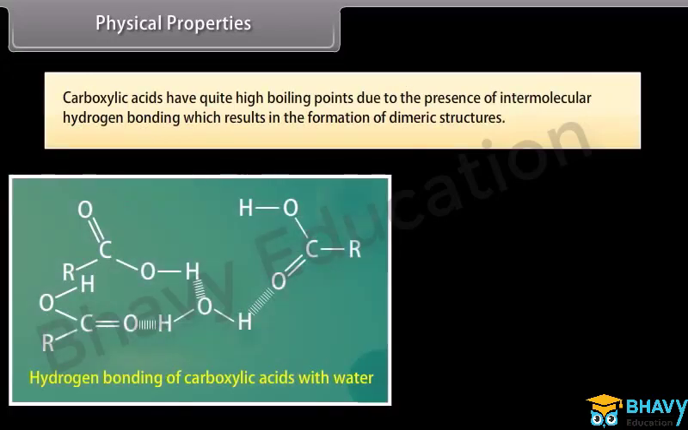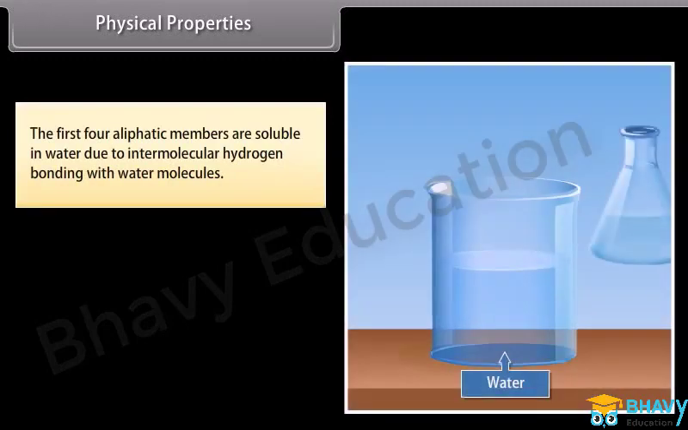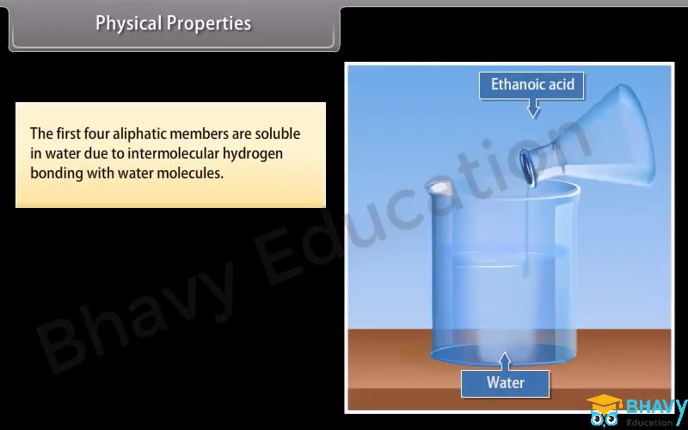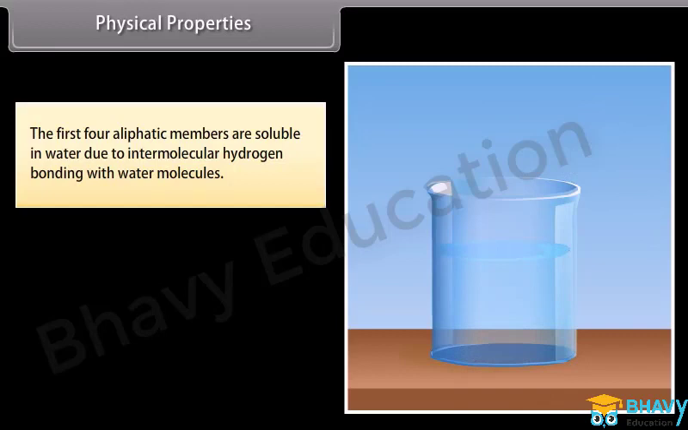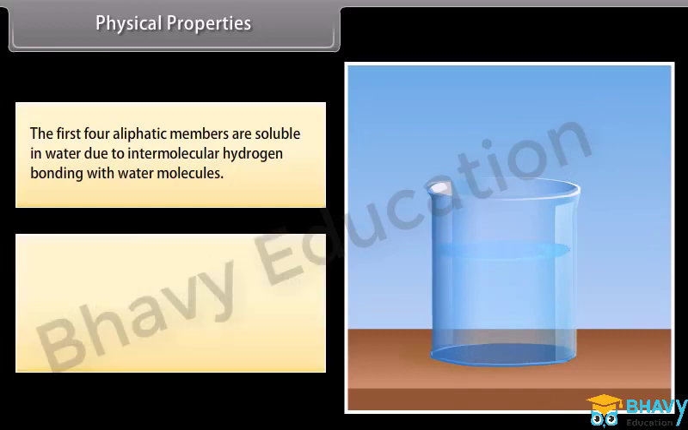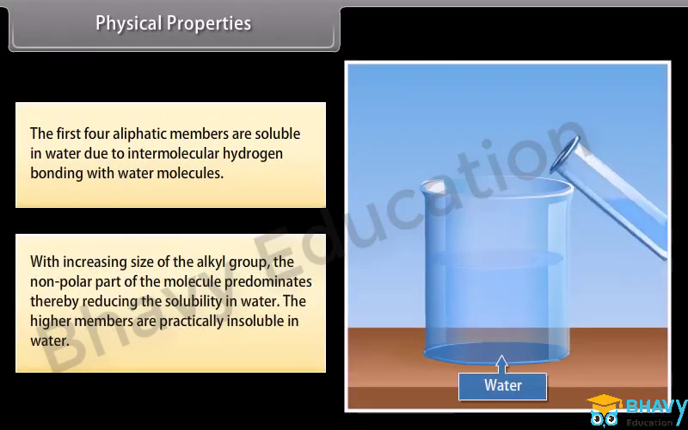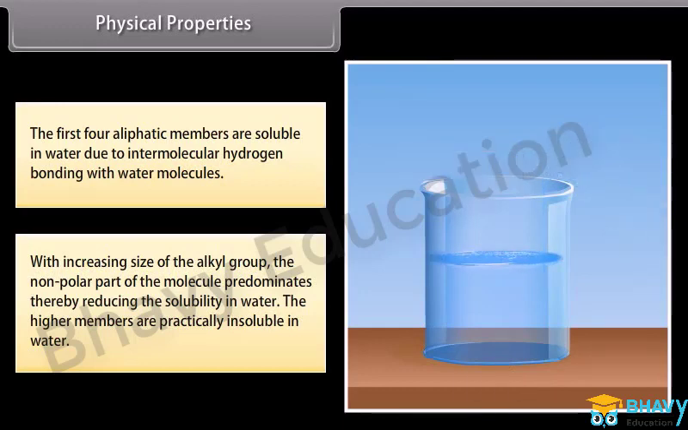Carboxylic acids have quite high boiling points due to the presence of intermolecular hydrogen bonding, which results in the formation of dimeric structures. The first 4 aliphatic members are soluble in water due to hydrogen bonding with water molecules. With increasing size of the alkyl group, the non-polar part of the molecule predominates, thereby reducing the solubility in water. The higher members are practically insoluble in water.